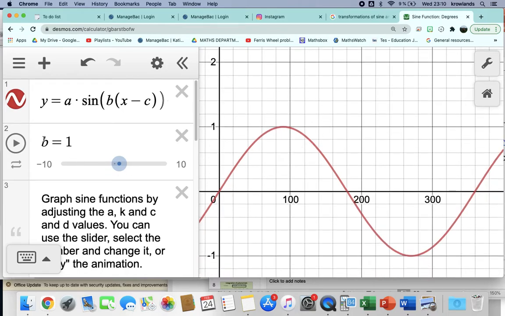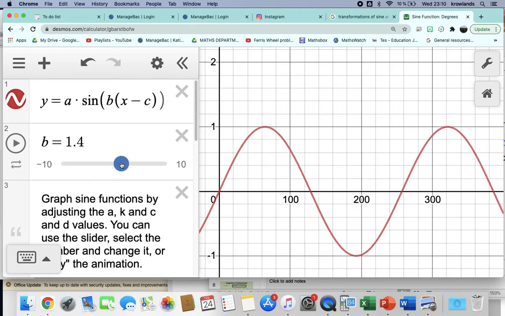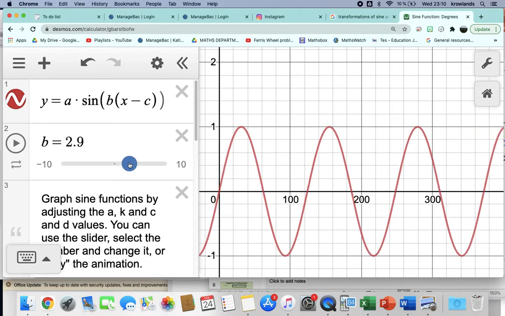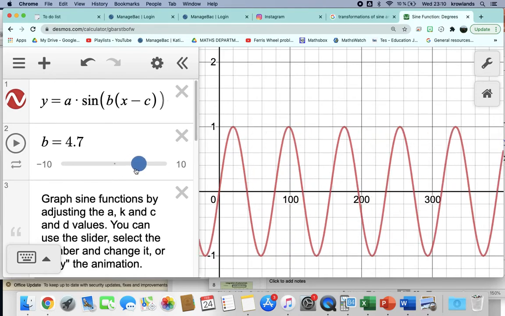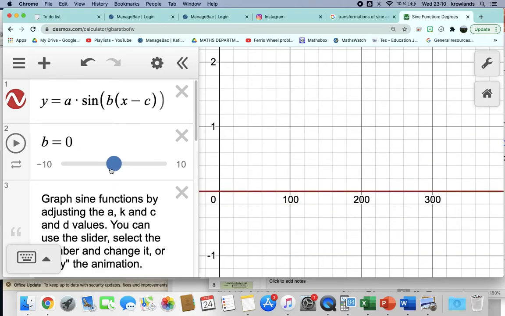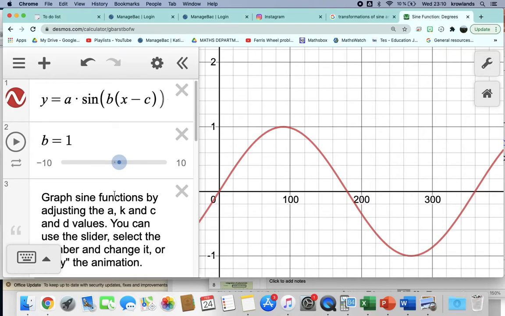So because the B affects the x-axis rather than the y-axis, because it's counterintuitive, rather than it becoming bigger for a period to occur, the cycle's becoming smaller. The cycle's occurring in a third of the time. It's useful to get the general gist of what I'm saying. Don't worry if you don't understand completely.